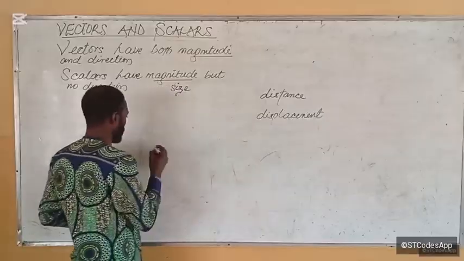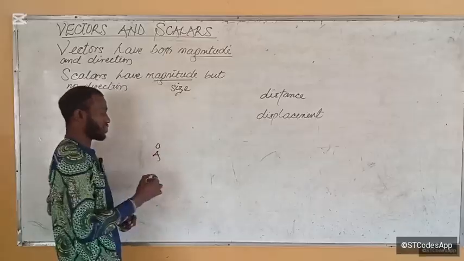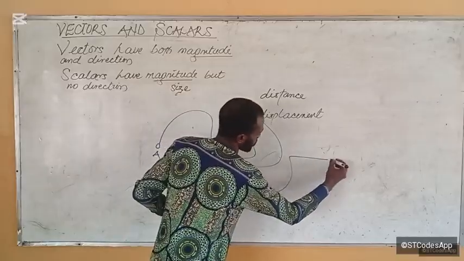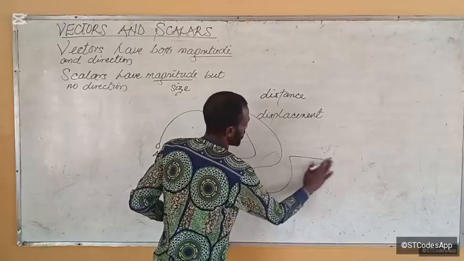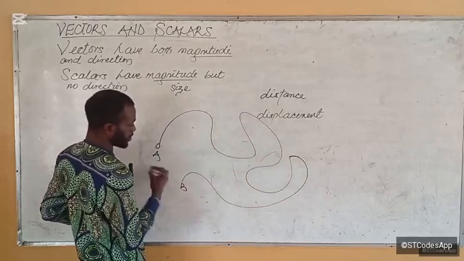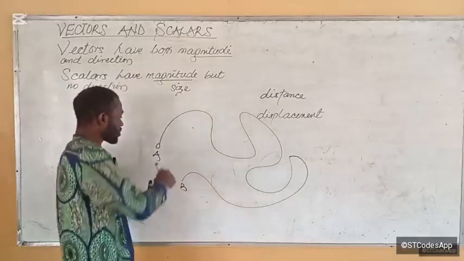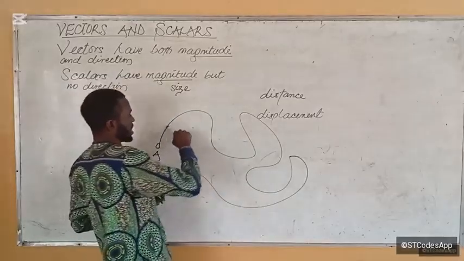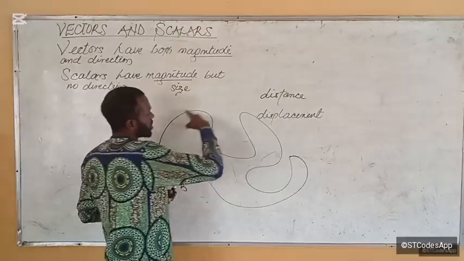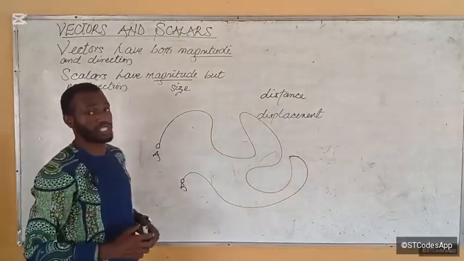Now look at this particle, for example. This particle is moving from a point A along this path to a point B. Let me bring it somewhere here, to a point B, for example. This body moved from point A along this path like this, and made its way to point B.